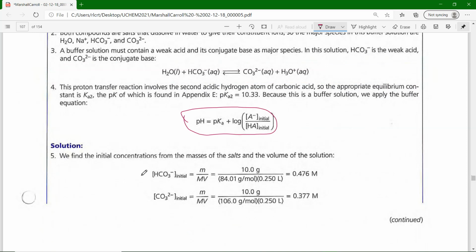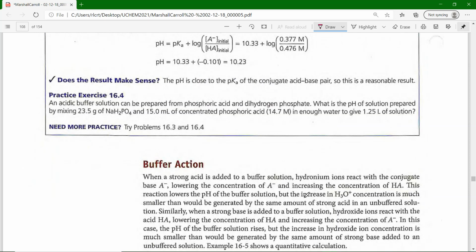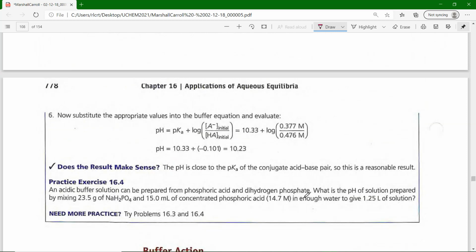For HA, we have 10 grams divided by the molar mass, which you can look up, 84.01. Then the whole thing is in 0.25 liters, so it's 0.476. And the carbonate is 10 grams over 106 grams per mole, so that's moles divided by 0.25 liters, 0.377. And we just plug those in, and on to page 778. So the 0.377 goes in the numerator, the 0.476 in the denominator, and then we get a value of 10.23. So it's only off by a factor of 0.1.